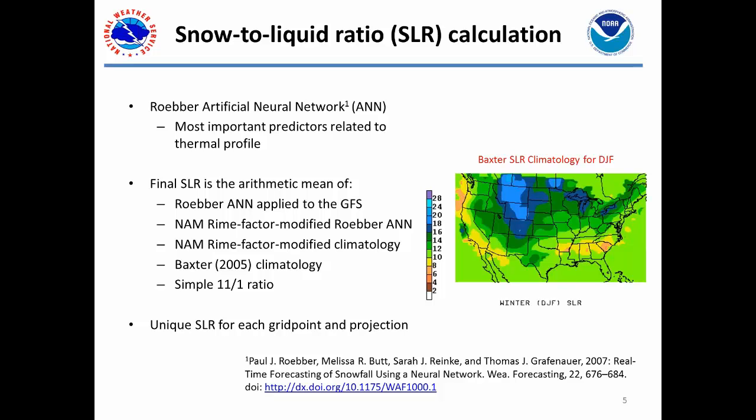The snow ratio we actually use is a blend of 5 different algorithms. We apply the Roebber technique to the GFS. We also apply the Roebber technique to the NAM, but then modify the SLR based on the NAM rime factor. We also use a climatological value, which has again been modified based on the NAM rime factor. And then we also use just a simple climatology as well as a straight 11-to-1 ratio. So our final SLR is an average of these 5 different techniques. And this approach allows us to compute a unique SLR for each grid point and forecast projection based on the environment predicted by the model.